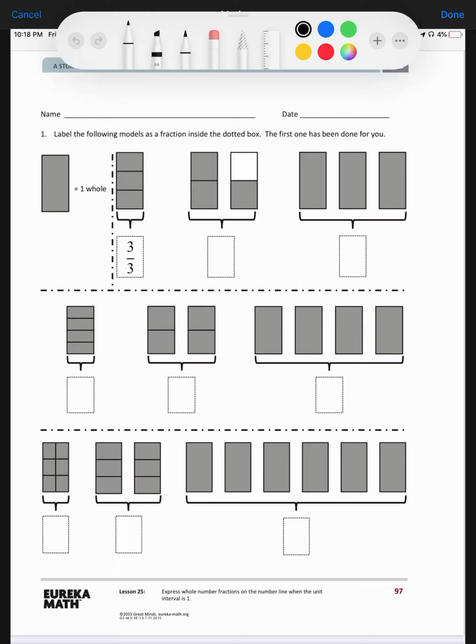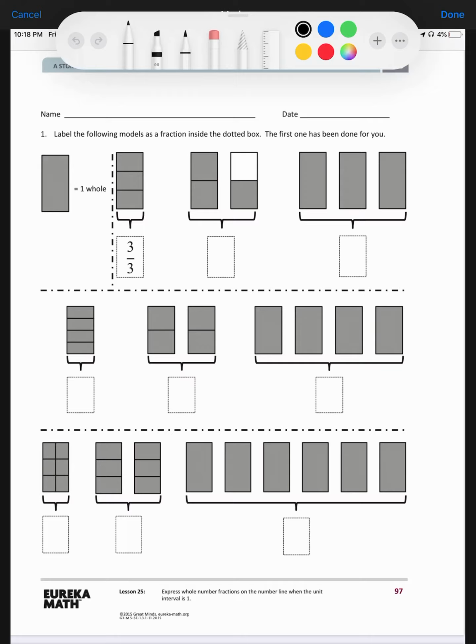Hey guys, today we're going to still be working on fractions, but we're going to be working on fractions that are greater than 1. So that means that they'll either be equal to 1 or greater than 1, sorry. Our objective is to express whole number fractions on the number line when the unit interval is 1.